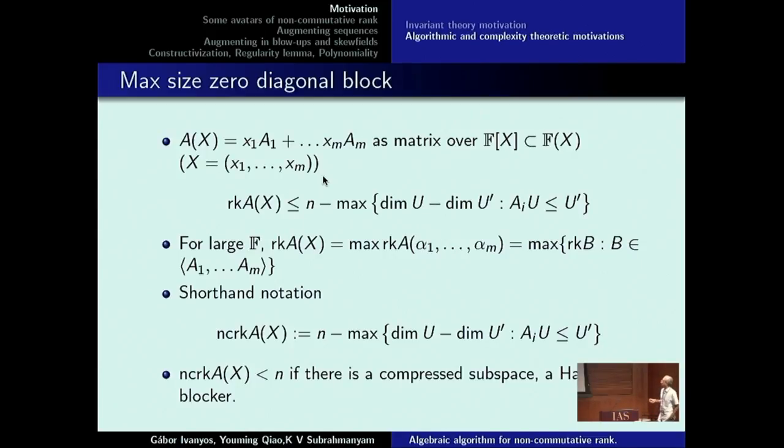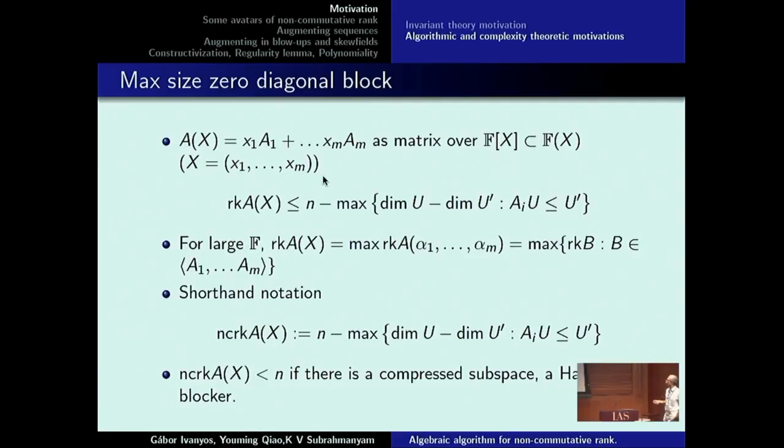Okay. Now coming back to this notation, if there is a subspace U which is shrunk into a subspace U prime, and the difference in the dimension is c, I will call that a c-singularity witness for this collection of matrices A1, A2, ..., Am. Then, as Avi mentioned in his first talk, this is connected with something called the non-commutative rank. So I'll write this notation and once again recall that NCRK denotes the non-commutative rank of this matrix family A1, A2, ..., Am. This is going to be n minus the largest c singularity subspace, if this number is c.